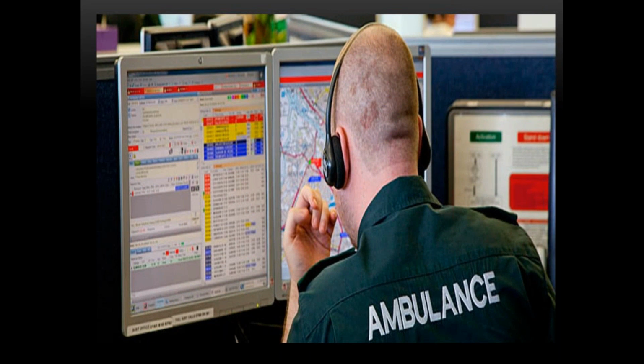Dispatcher is going to be able to receive that information, see who their closest units are to that scene, and then be able to dispatch the appropriate resources to that scene. So because it's a motor vehicle accident, oftentimes we're going to get law enforcement, fire departments, rescue units, what have you.